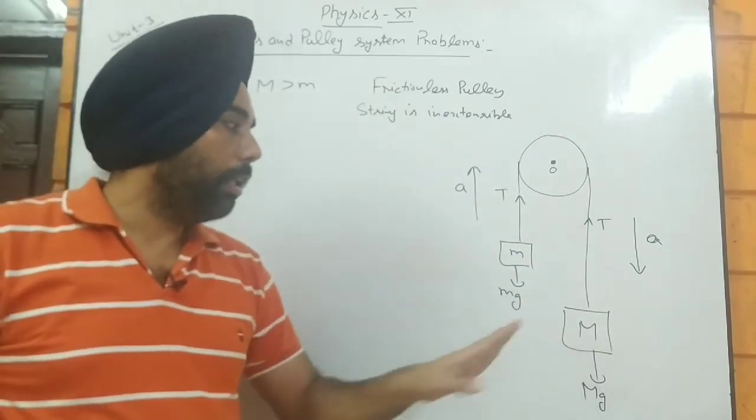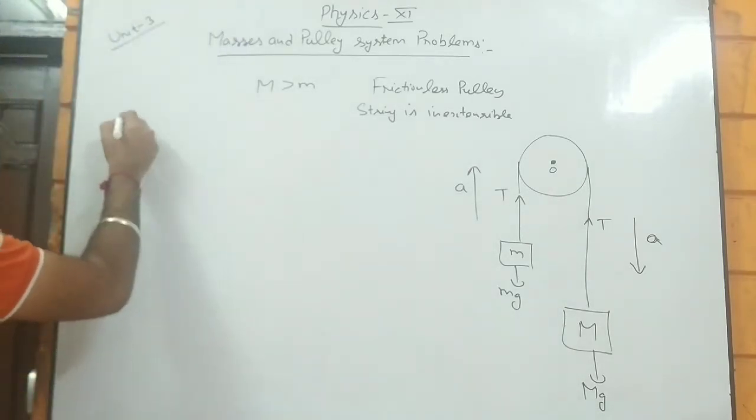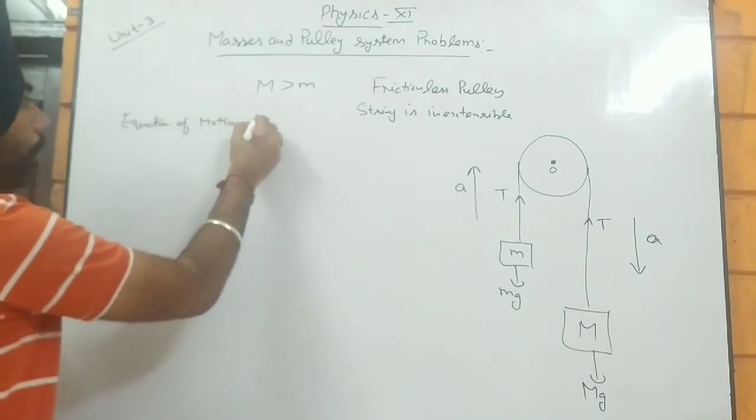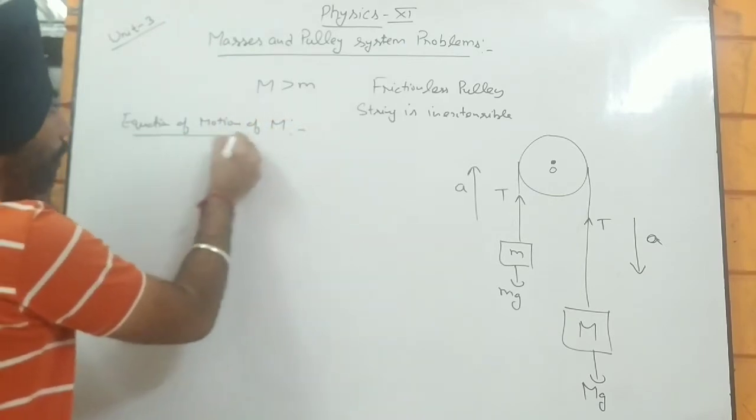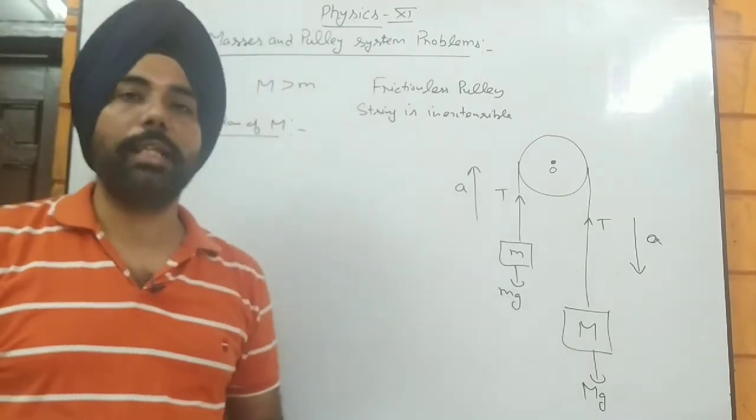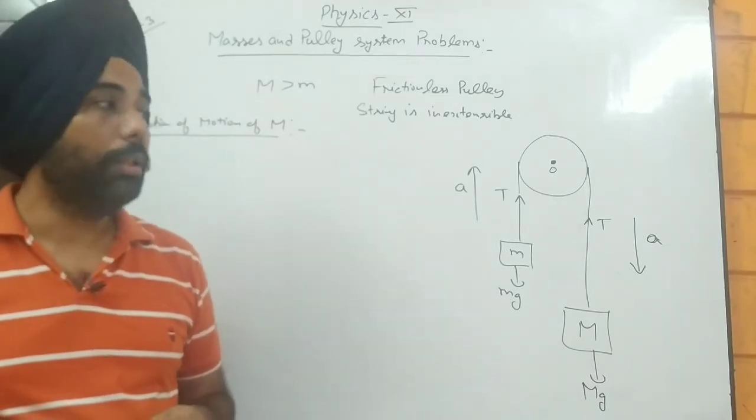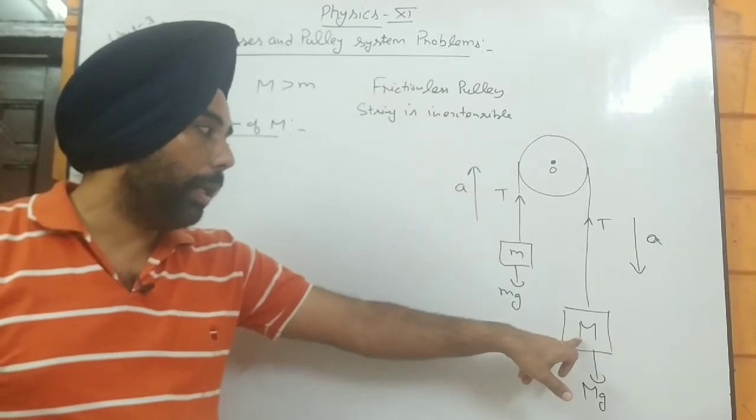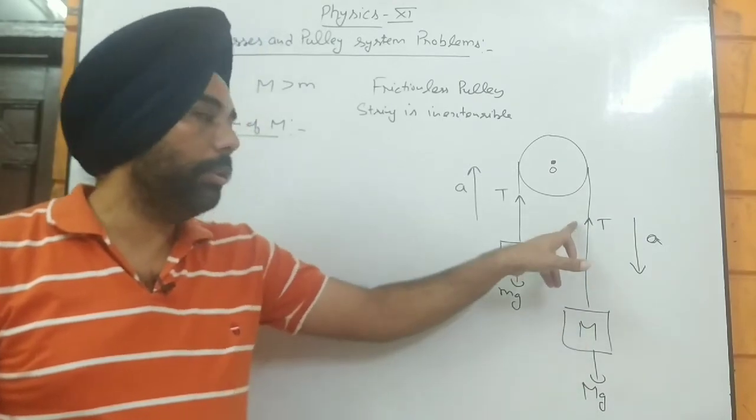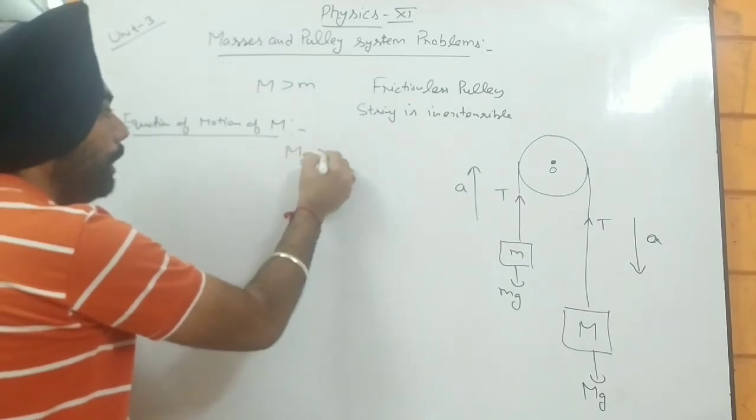Now, first of all, we are going to write the equation of motion of the bigger mass, capital M. How are we going to make the equation of motion of the bigger mass? You have to think about in which direction the system is moving. That is the bigger mass, so the system is moving in the downward direction, which means Mg is greater than the tension T. That is clearly seen here. Capital Mg is greater than tension T.